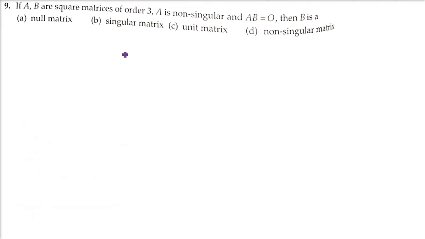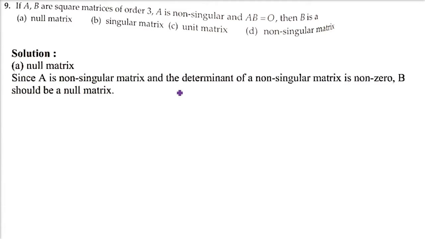That will come again. If A and B are square matrices of order 3, A is non-singular and A into B is a null matrix, then B is. See, singular and non-singular we have not discussed. We are going to see it in determinants. But I'll give you a hint. For a singular matrix and non-singular matrix, if the determinant of the matrix is 0, then it is called singular, otherwise non-singular. Okay. If it is singular, the determinant has to be 0.